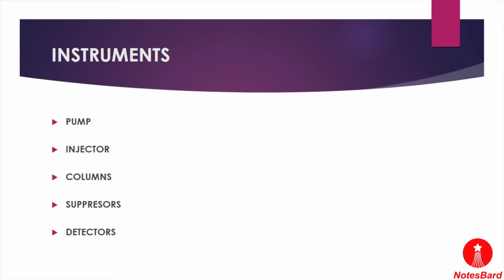There are different types of detecting techniques, and these detectors are used to detect or identify the separated molecules from the sample mixture. After that, a data system is also used for the calculation or analysis of the sample molecules or pigments separated by this process.